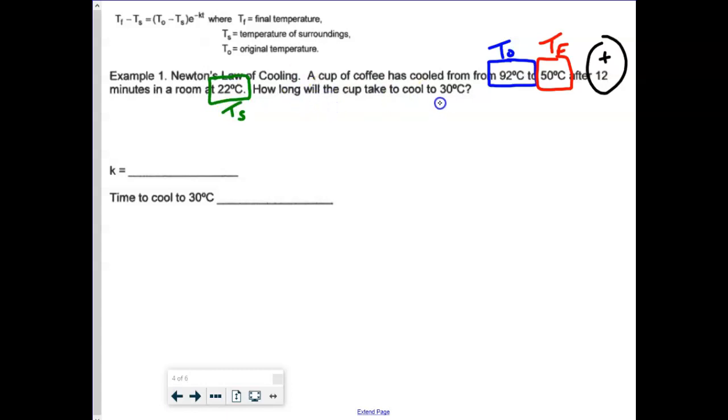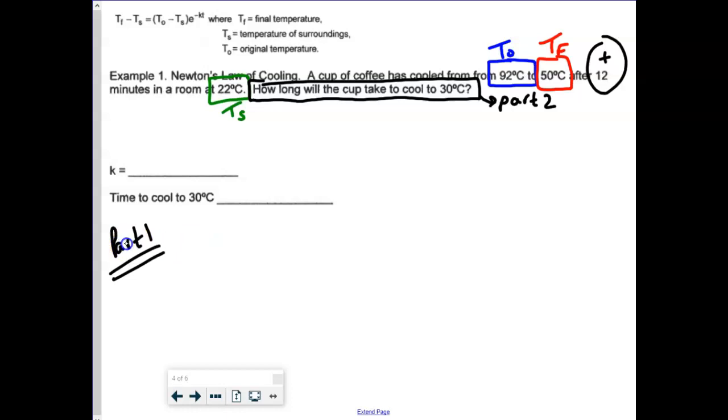Then there's a follow-up question. It says, how long will the coffee cup take to cool to 30 degrees Celsius? So this question right here, this is for part two. So don't use the 30 degrees Celsius quite yet. All right, here goes our setup. Part one, I'm going to do my work down here because I learned last hour that I write way too big. I already knew that though.